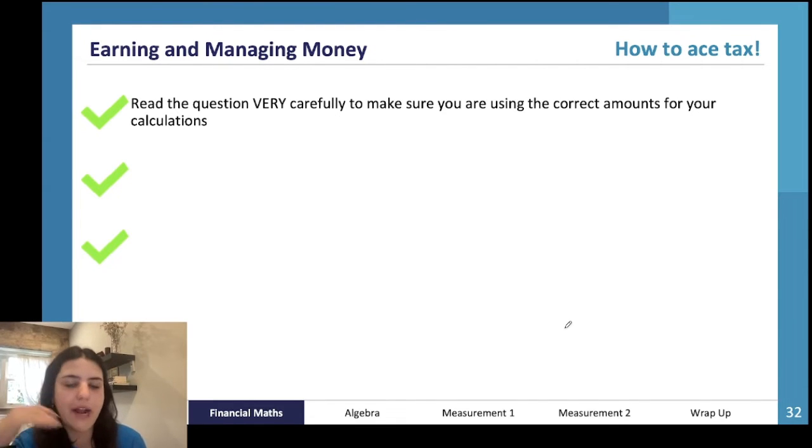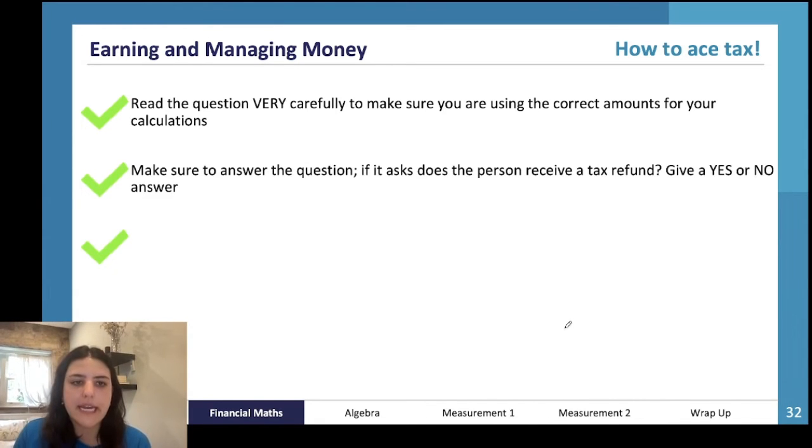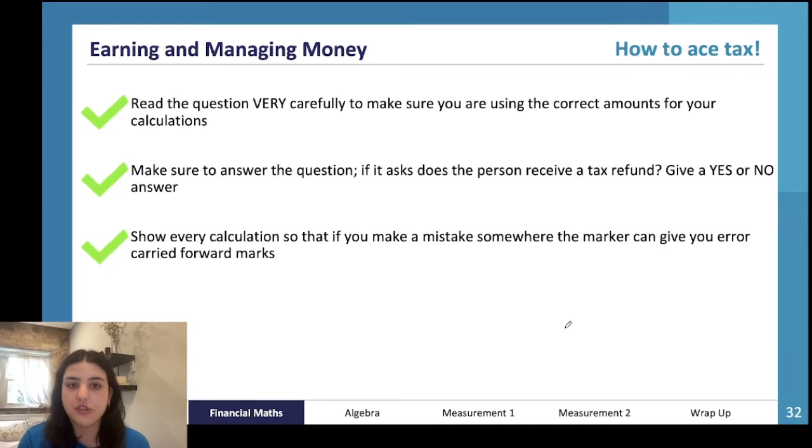If you use the wrong part of the tax table or the wrong interest formula, your whole question is stuffed. Next, to make sure you answer the question: if it asks whether the person receives a tax refund, answer yes or no. Show every calculation, so sometimes you can get those errors carried forward or marked correct from previous working, even if you use the wrong part of the tax table, but you knew how to use the tax table.